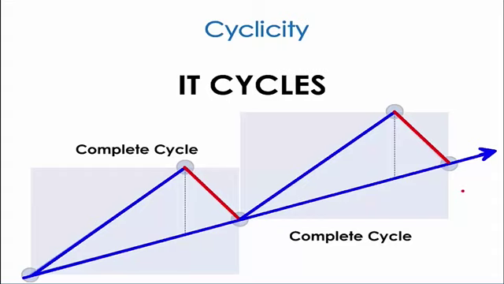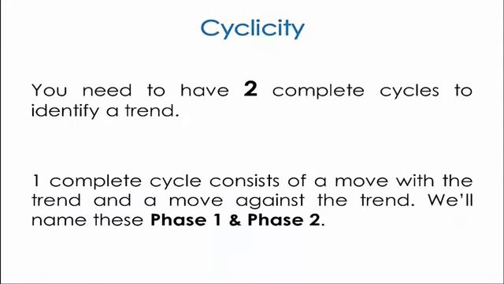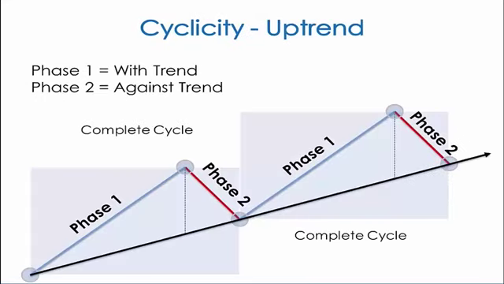Don't go and make things more complicated and trade against the trend until you've really got the hang of trend-based trading first of all. Now, let's just take up this chart and actually add a few more things to it and label it as well so you can see what's going on. But essentially you'll see you need to have two complete cycles to identify a trend, and two complete cycles will look like this. So we can see here that we have phase 1 going with the trend.